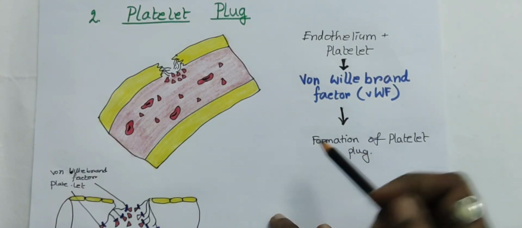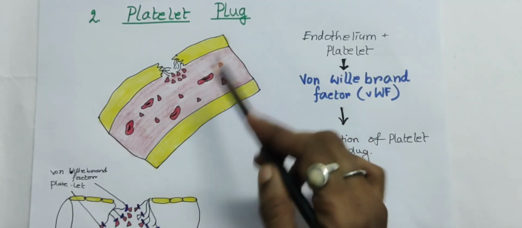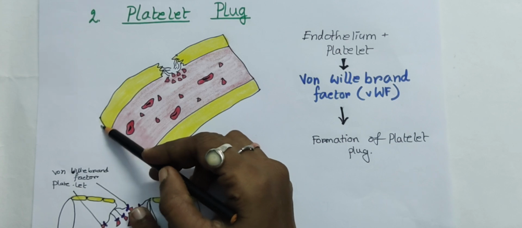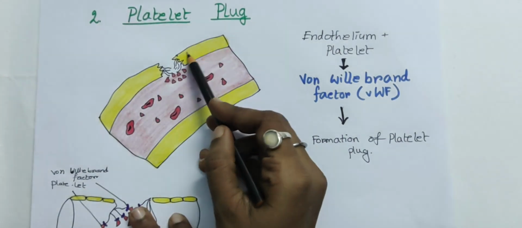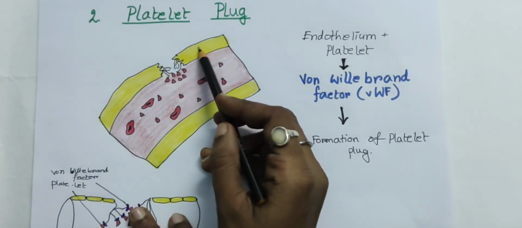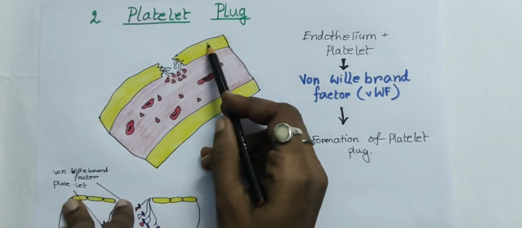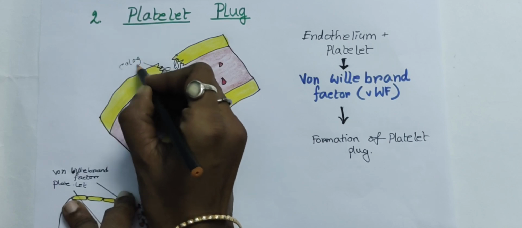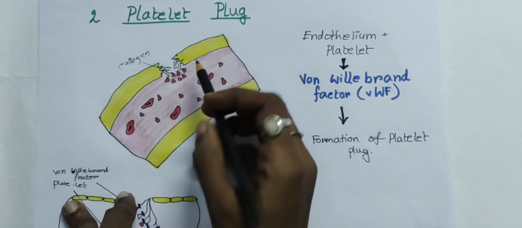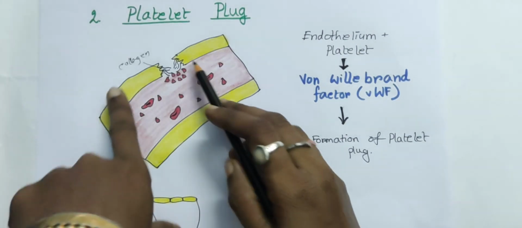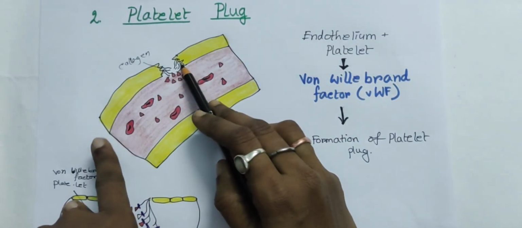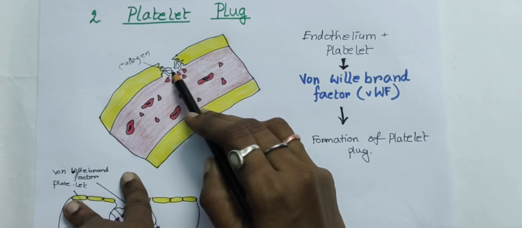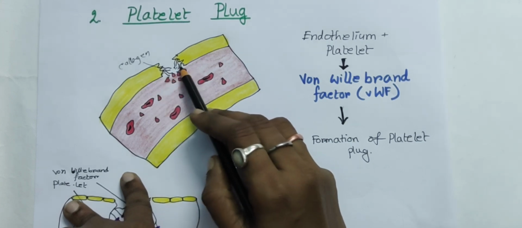Then for the next step, the platelet plug is going to happen. Along with the endothelial layer, there is a connective tissue, and that connective tissue is called collagen. When the vessels are damaged here, the collagen fibers get opened, and those collagen fibers are negatively charged.